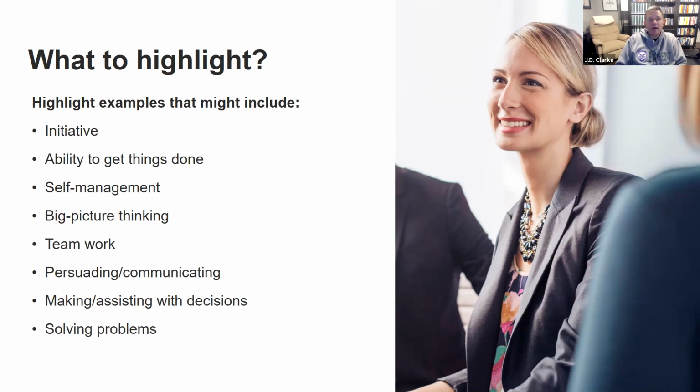Persuading and communicating. A lot of examples I suggest for that is when somebody had an idea or maybe an analysis that they did that brought an insight and they had to sell it. And so where you had to persuade and communicate.